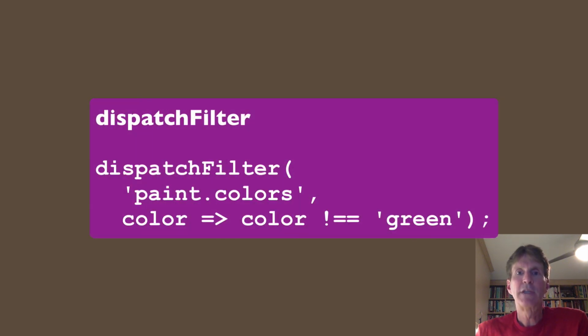Dispatch filter dispatches an @filter action that filters elements in an array. It is useful for deleting elements. It takes a path to an array and a function. The function is passed each element in the array and should return true for elements to be retained and false for elements to be deleted. For example, we could call dispatch filter, pass it the path paint.colors, and a function that takes the current color and returns true if the color is not green to remove the color green from that array.